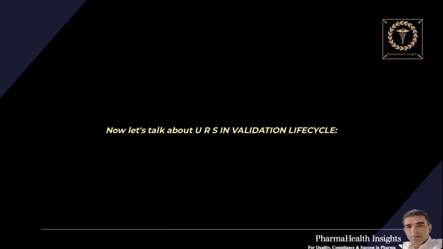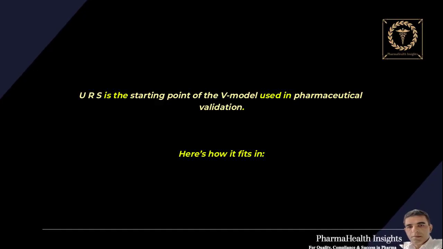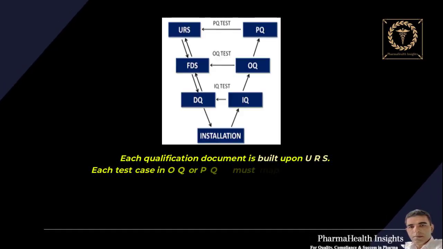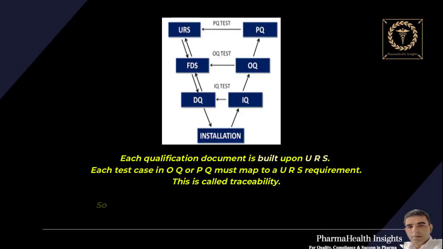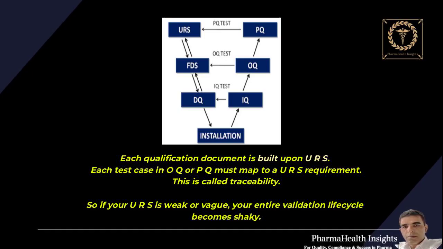Now let's talk about URS in the validation lifecycle. URS is the starting point of the V model used in pharmaceutical validation. Here's how it fits in. Each qualification document is built upon URS. Each test case in OQ or PQ must map to a URS requirement. This is called traceability. So if your URS is weak or vague, your entire validation lifecycle becomes shaky.